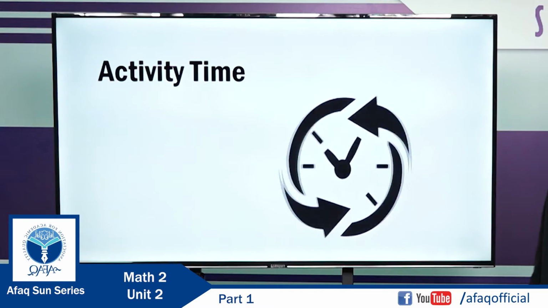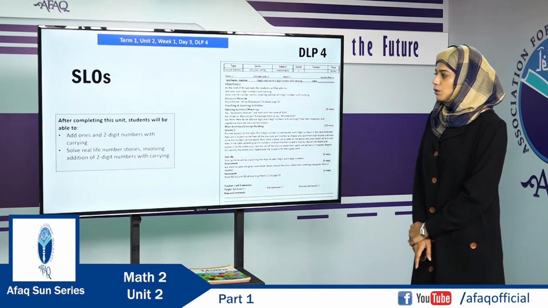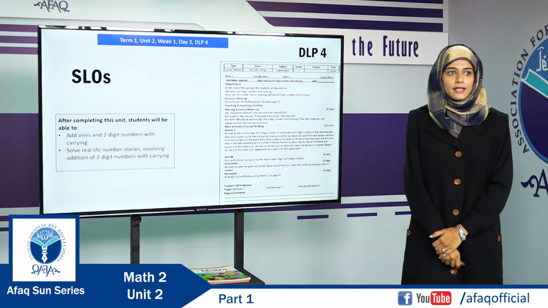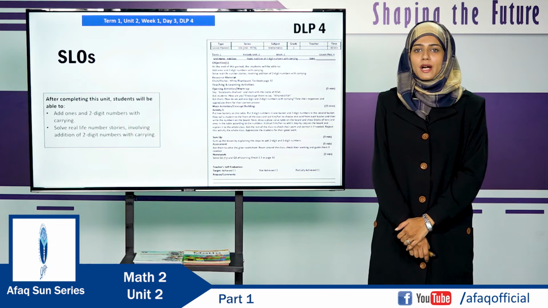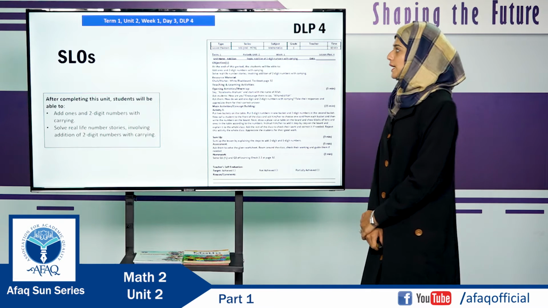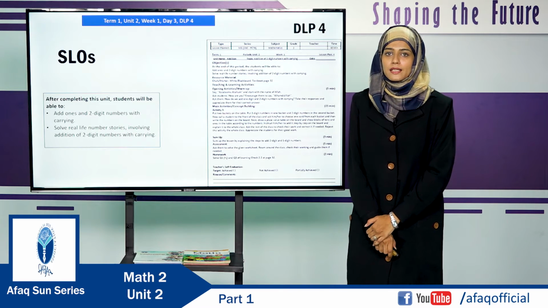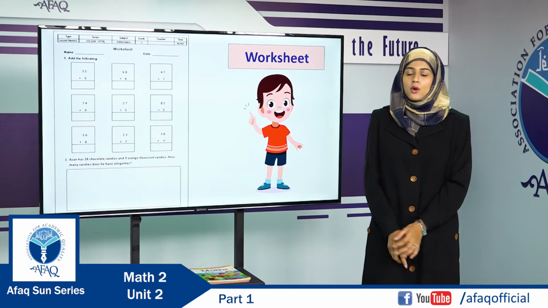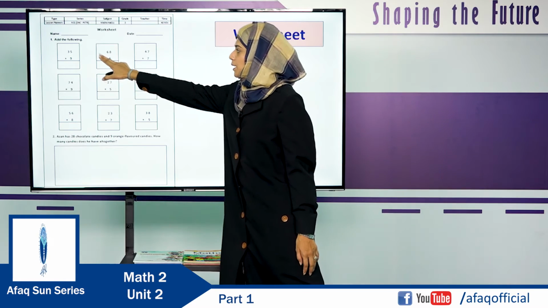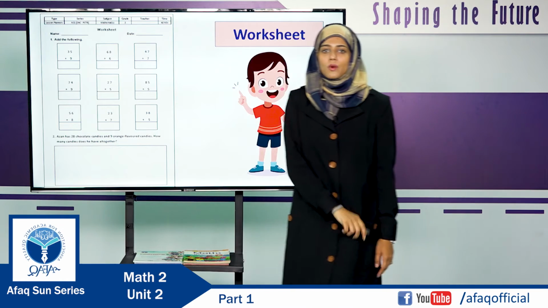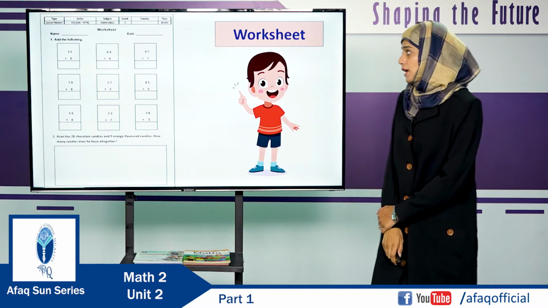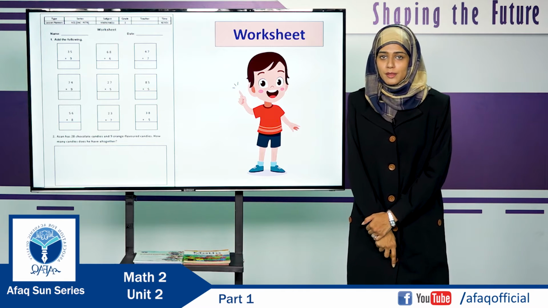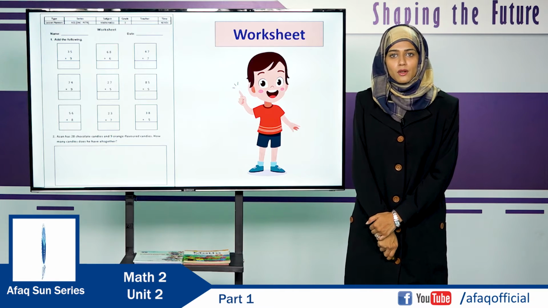Let's see what the activity is about. In this SLO, we are going to add ones and two-digit numbers with carrying. To cover this, the methodology has been provided in DLP4, which falls in term 1 unit 2 week 1 of day 3. Let's see the exercise. Okay, here is the worksheet given. We have to add these two-digit numbers with one-digit numbers. And we solved this statement question previously. So fill this worksheet on your own and have it checked by your teachers or parents.